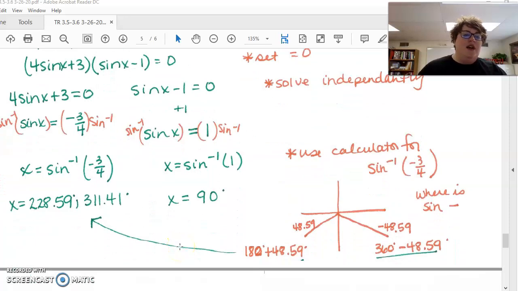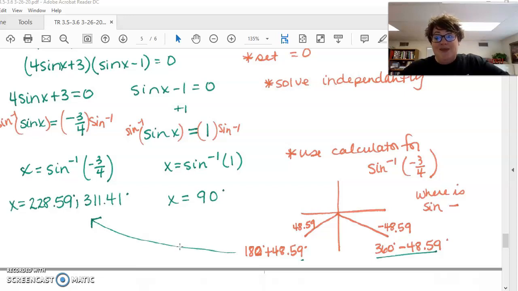So 4 sine x plus 3, this is one where you're going to have to use your calculator. And again, when you do the inverse sine of negative 3/4, your calculator is going to give you negative 48.59. And remember, if I get a negative angle, that means I'm measuring clockwise from the x-axis. So to find what that positive angle is, you subtract from 360. So that's where the 311.41 degrees is coming from.